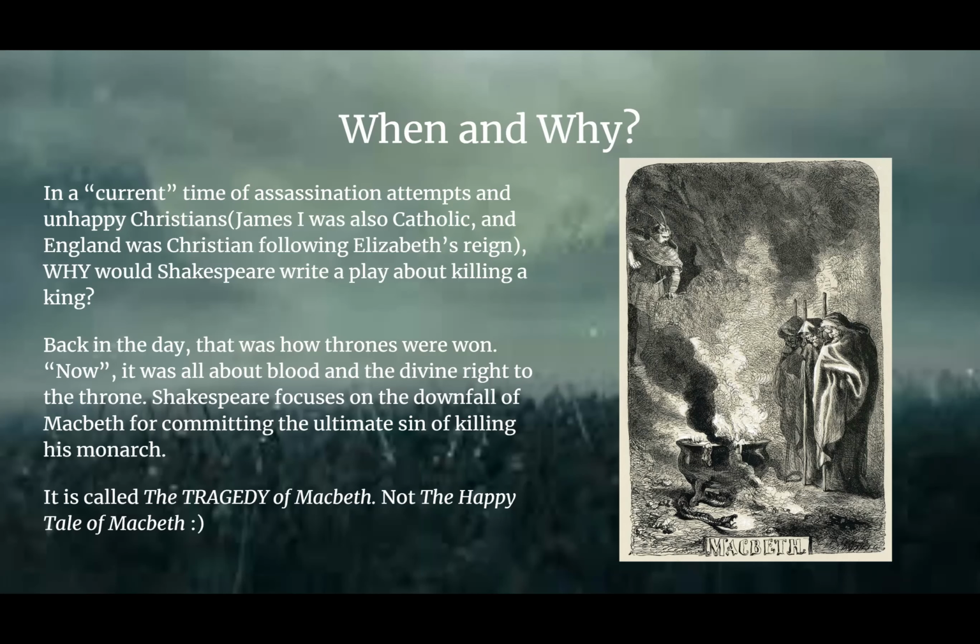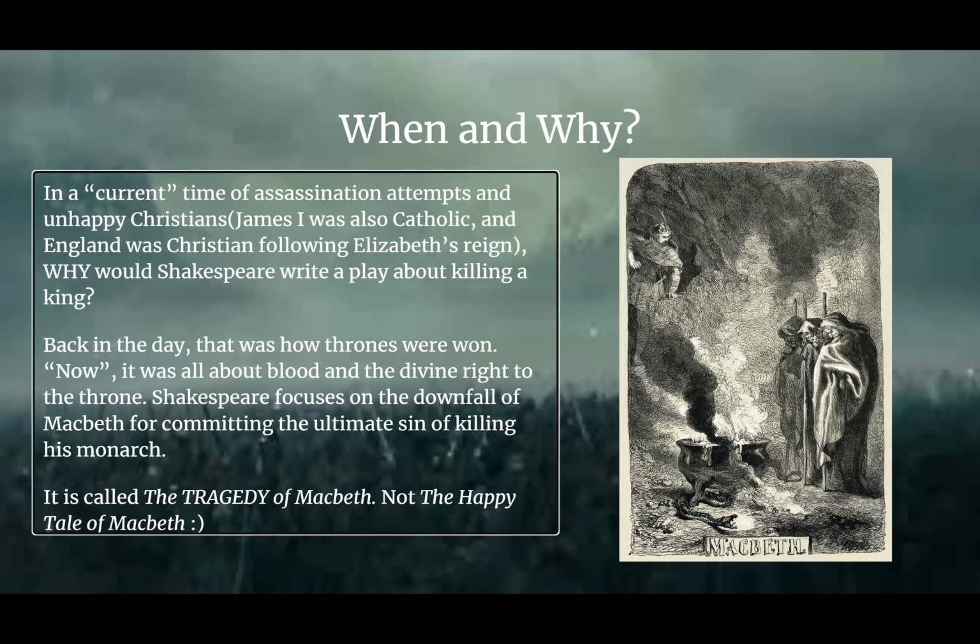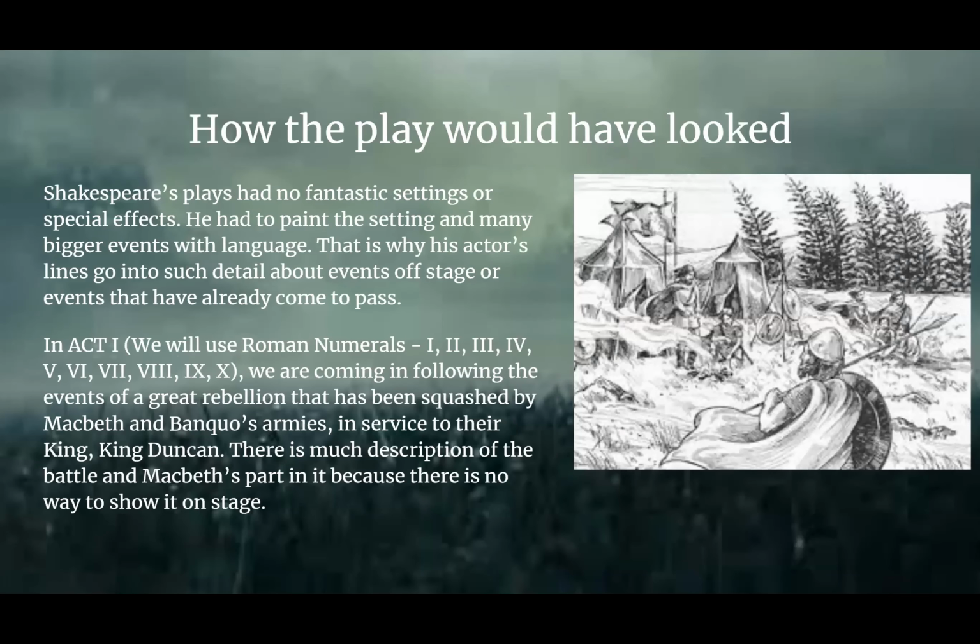Now, in this time, the crown is all about blood and divine right to the throne. You get the throne because God chose you. You were born to your parents, the king and the queen. So Shakespeare focuses on the downfall of Macbeth, committing the ultimate sin of killing a monarch. So even though the play focuses on killing the king, taking power from him, which is exactly what James is worried about, it villainizes that character, right? It makes him the bad guy. I still love Macbeth, but it makes him the villain.